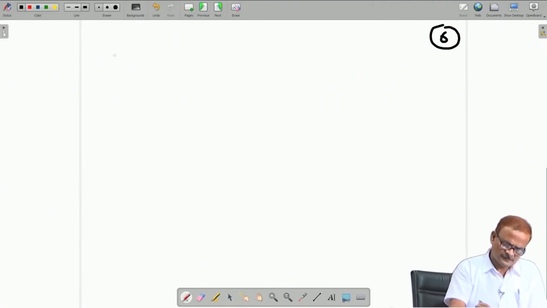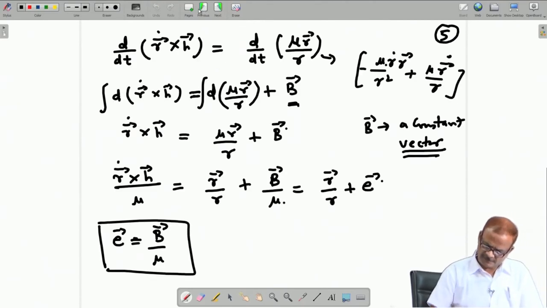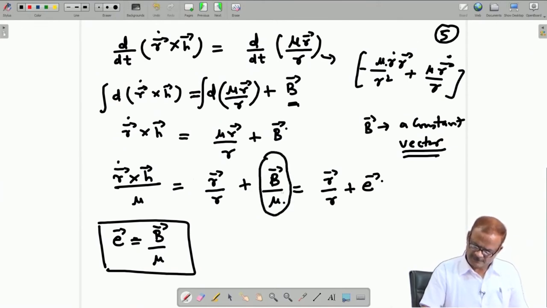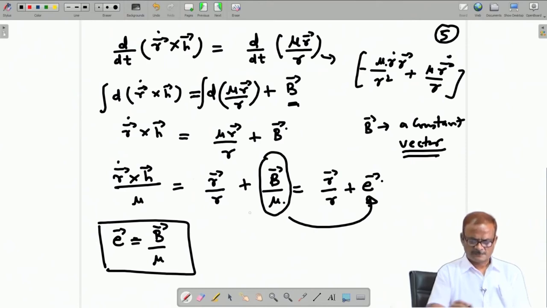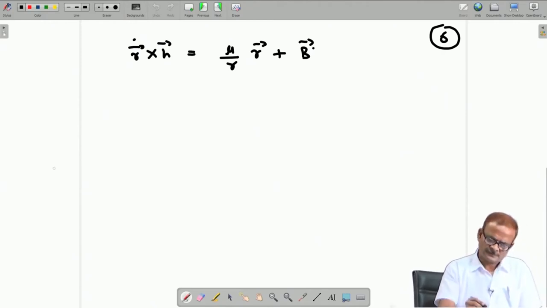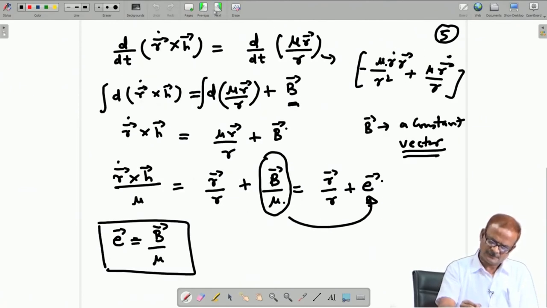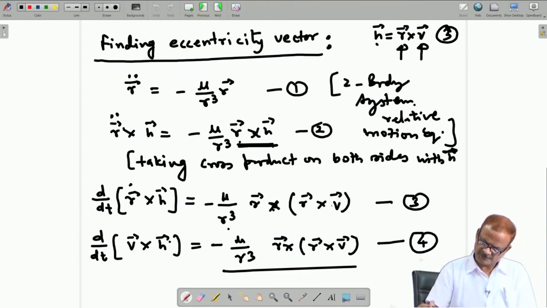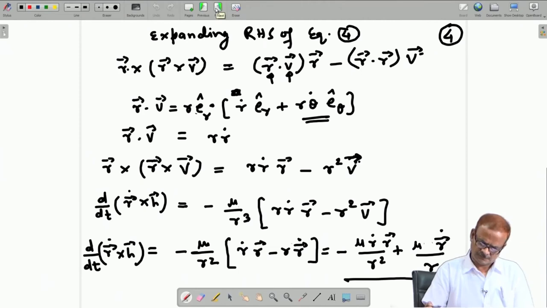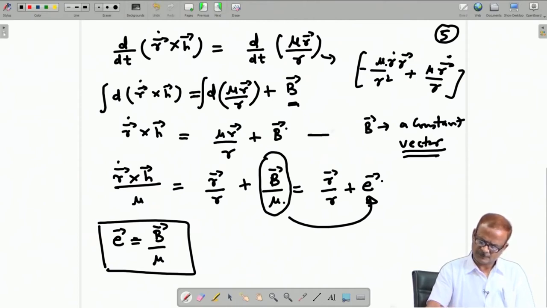So, we have got here r dot cross h equal to mu by r. I am taking the original form and working out. I just wanted to show you that this quantity will appear as the eccentricity vector. Now, here again we have to do some trick. Numbering of equation I have not done, till here it is numbered 4. This I will number as 5.